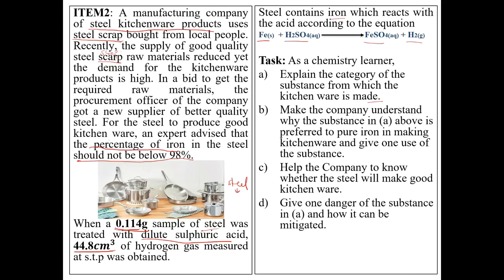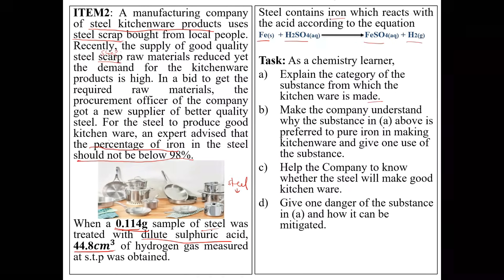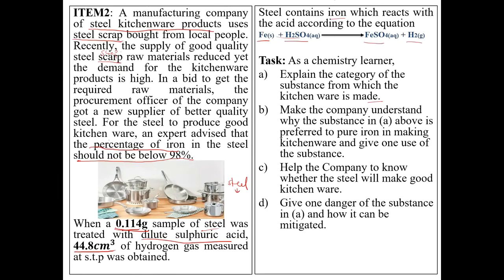Now, before we go any further, here they're saying the category of the substance. When you look at the category of substance from which the kitchenware is made, they're saying that the kitchenware is made from steel scrap, which means the material from which the kitchenware is made is steel. How do we categorize steel? Yes, I saw most learners are putting metal. Yes, steel is in the form of a metal, but steel has its own category.